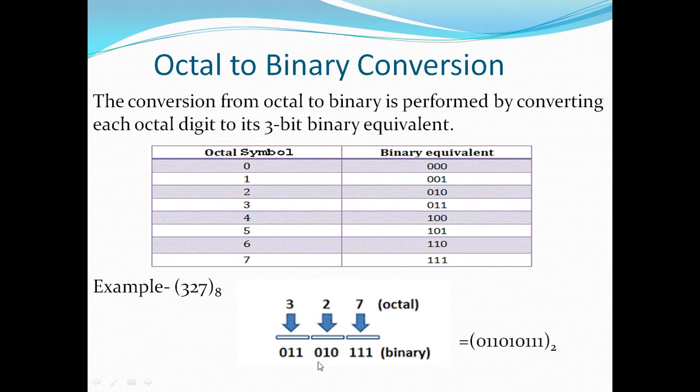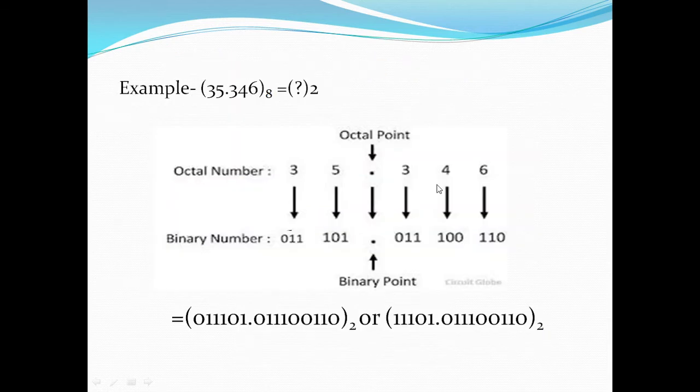So we simply have to write the binary equivalent for each octal symbol. We have the answer now, 011010111. And this leading 0 is not compulsory to write. It's of no use, so we can simply write it as 11010111. Both answers will be correct.